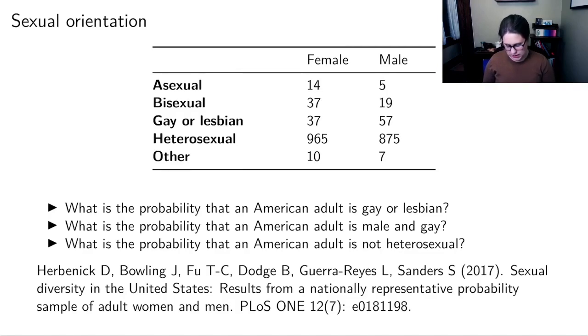So we could use this table to figure out the probability that an American adult picked at random is gay or lesbian. We could do some probability of A and B, male and gay. We could do some not probability. So what is the probability that an American adult is not heterosexual? Again, I'm going to leave this example for when we have synchronous time together.